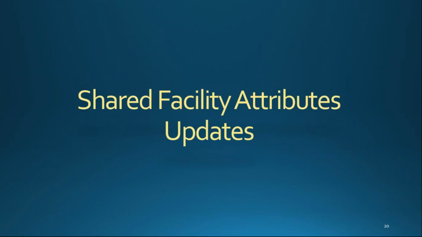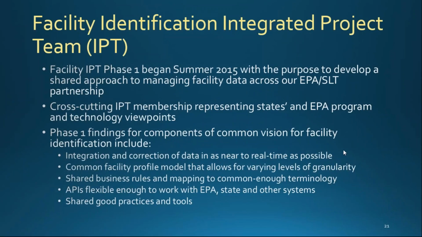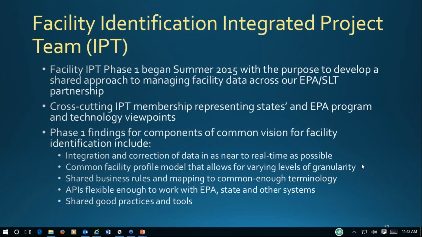So now we're going to move into talking about the shared facility attributes, which is one of the key pieces of CARE. We have a few updates to share with you. Next slide. The facility attributes is primarily the role of a separate team called the Facility Identification Integrated Project Team, or IPT. This team started in the summer of 2015, and their job was to develop a shared approach among EPA and state, local, tribal participants for managing facility data.